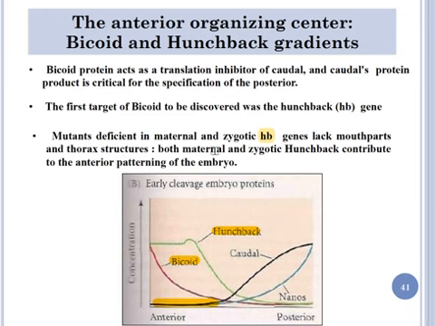So it means that maternal and zygotic hunchback contribute to the formation of the anterior pattern or the anterior compartment of the Drosophila embryo. It means like bicoid, but bicoid is more important than hunchback for the formation of the anterior compartment, because bicoid controls hunchback expression, and not the opposite.